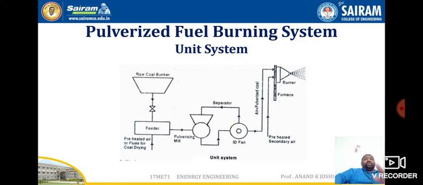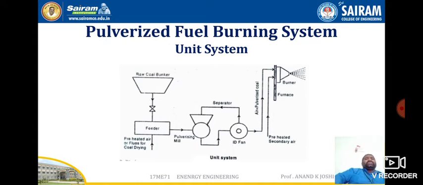So the advantages of this unit system are that it is a very simple operation and economical compared to other kinds of systems like the central system. Combustion is also controlled directly after pulverizing, maintenance cost is comparatively low, and the fuel supply to the burner can be controlled easily.